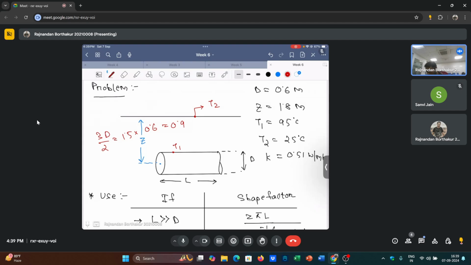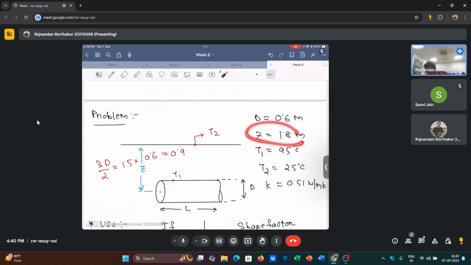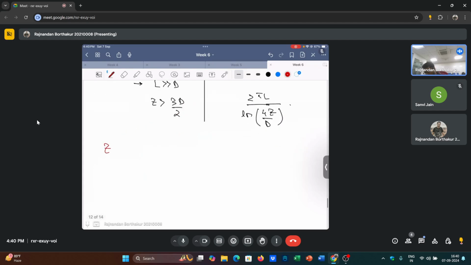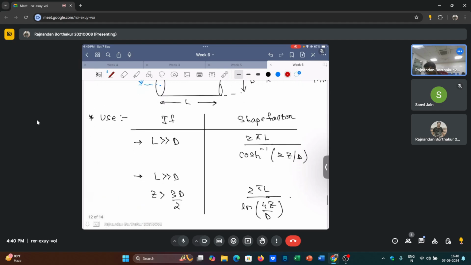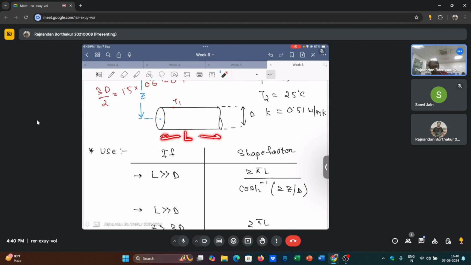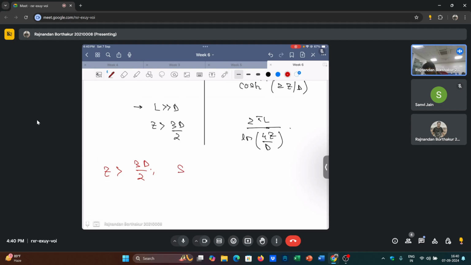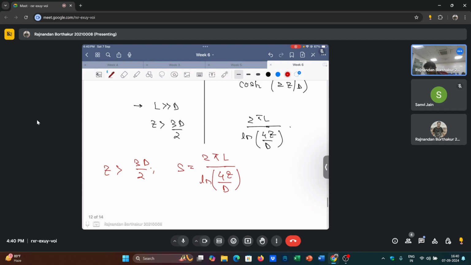which is equal to 0.9. This means that in your case, your z, which is the depth of immersion, which is 1.8, is of course greater than 3 times d by 2. So you can use this form of the shape factor. Consider also that it's already given that the length of the cylinder is much longer than its diameter, which means these two conditions are satisfied, and your z is greater than 3 times d by 2, which means your shape factor for this case would be just 2 pi L by ln of 4z by d, and you know all the values, right? Because z and d are known.